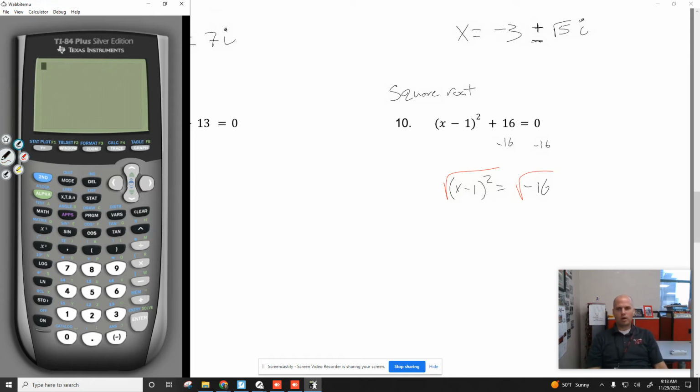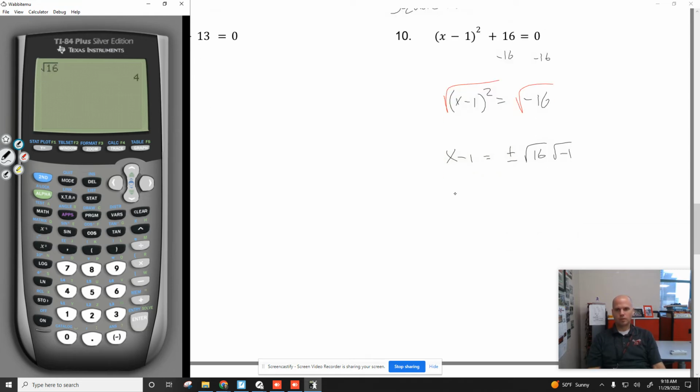Okay? The square root and the square go away. We need a plus or minus, and we have this root negative 16. I'm going to write it as root 16 root negative 1. I know that the square root of positive 16 is 4. So I have 4, and then the square root of negative 1 is i. Now this is a concept. It's like an imaginary number.